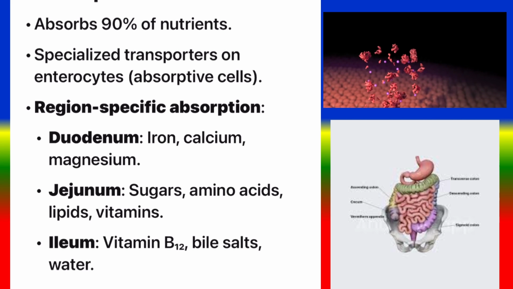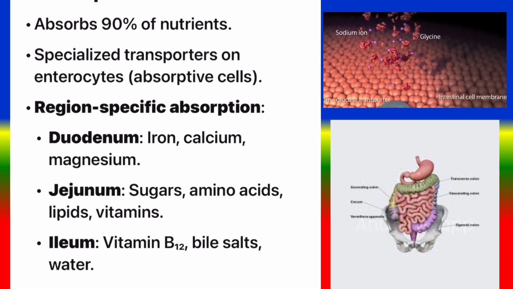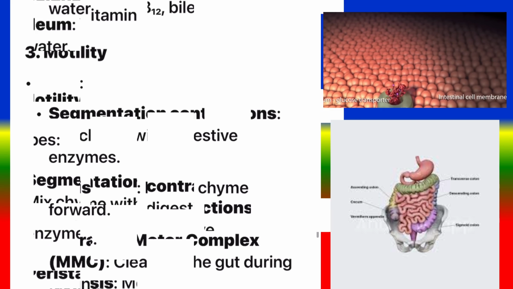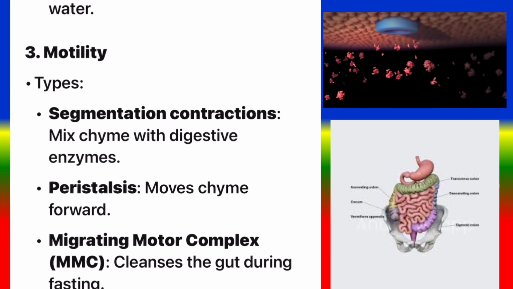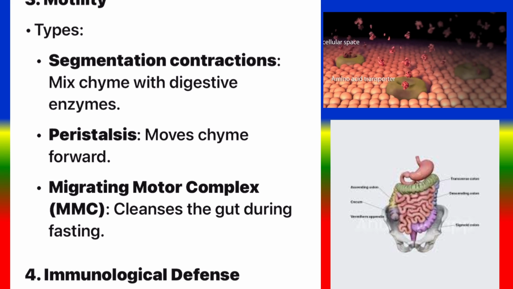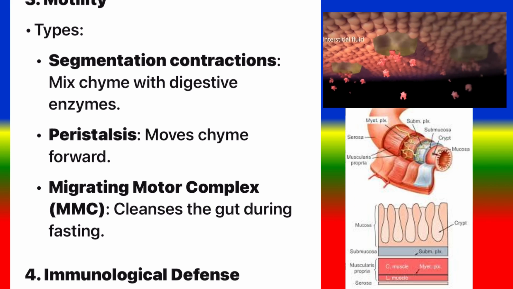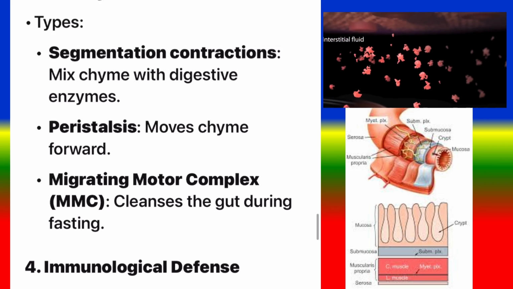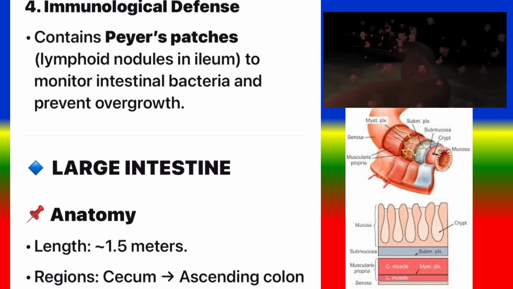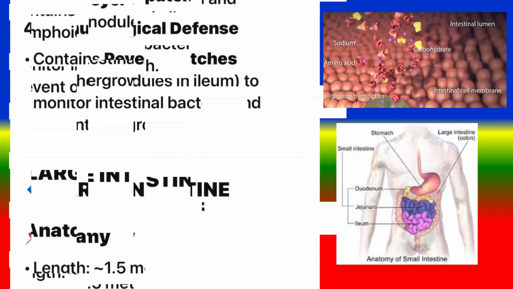Region-specific absorption. Duodenum: iron, calcium, magnesium. Jejunum: sugars, amino acids, lipids, vitamins. Ileum: vitamin B12, bile salts, water. 3. Motility. Types: segmentation contractions mix chyme with digestive enzymes. Peristalsis moves chyme forward. Migrating motor complex, MMC, cleanses the gut during fasting. 4. Immunological defense. Contains Peyer's patches, lymphoid nodules in the ileum, to monitor intestinal bacteria and prevent overgrowth.